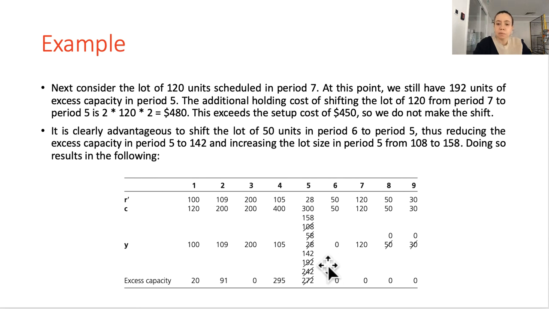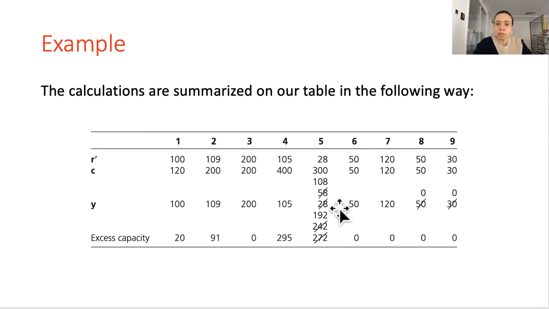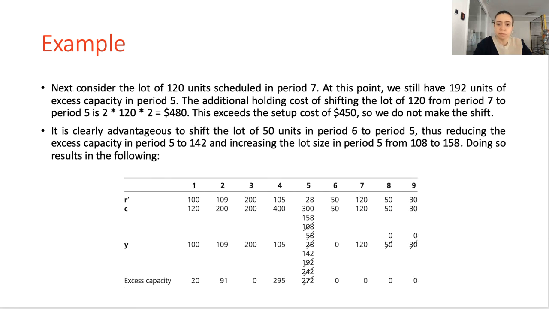And I come to the 6th period. Here I have to produce 50 units, and I will check if I can produce it in week 5. When I check the holding cost, I see that it is less than the setup cost of $450. So I decide to shift this production plan to the previous period. And I update the table in this way.